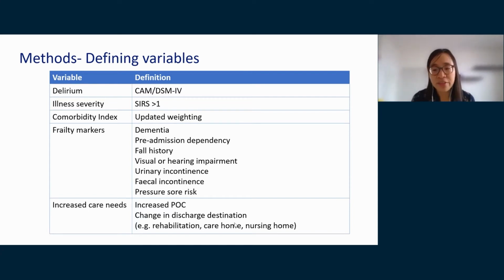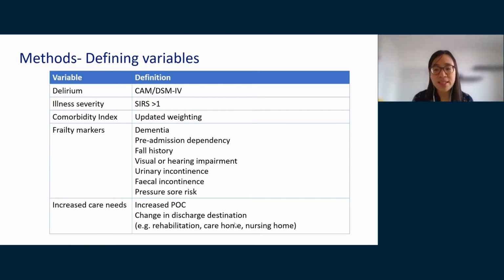Severe illness is defined by a SIR score of more than 1. So we use an updated weighting of the Charlson Comorbidity Index that was developed by the Dr. Foster Intelligence Unit at Imperial College, and which is used by the NHS to assess death within hospital.